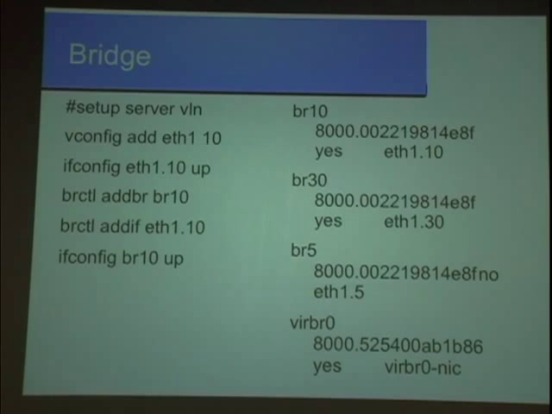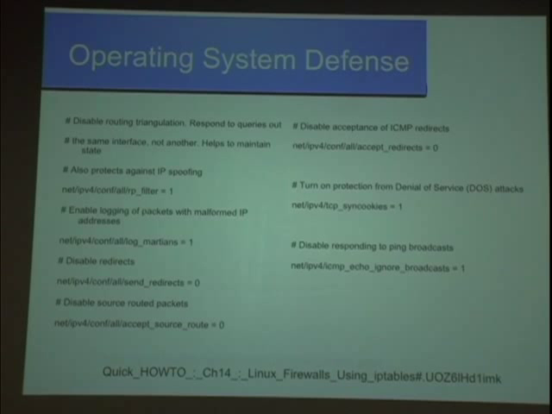All right. These are some things to set for your operating system defense, like I talked about before. These are some good commands to disable. The TCP SYN cookies turn on protection for denial of service attacks. Disable responding to pings. If you want to just tell your system to ignore pings, you can go there and turn that off. Disable all redirects. Fun stuff. There's more information in the link there.